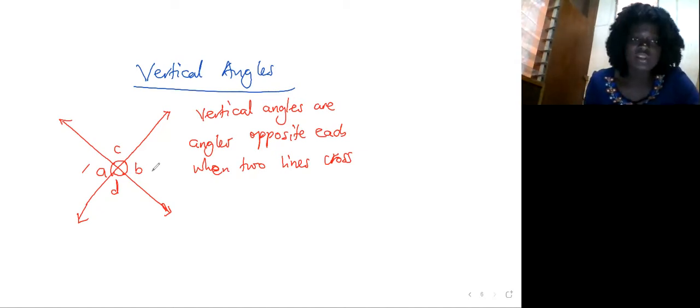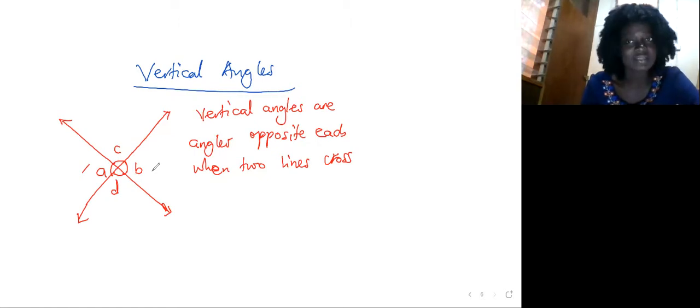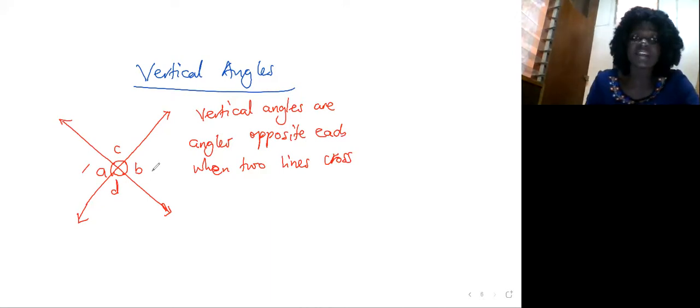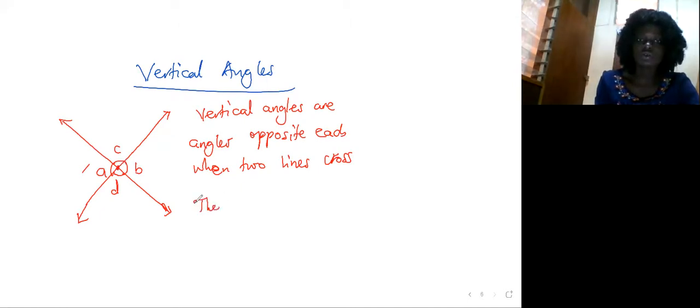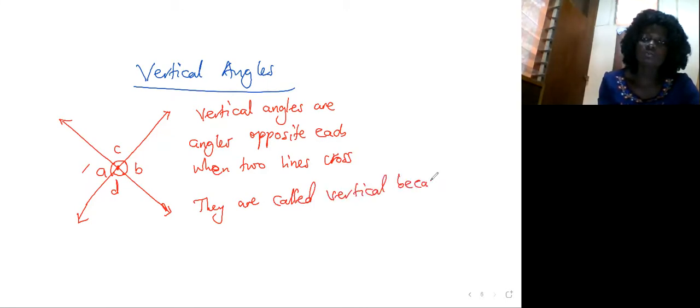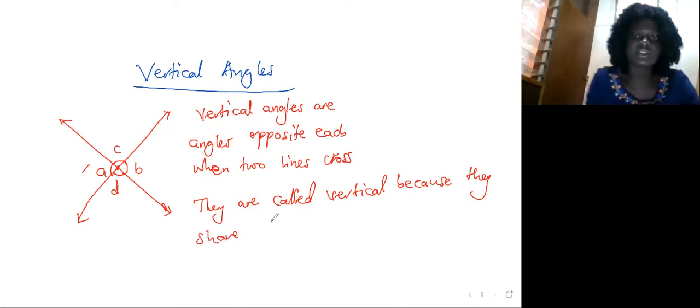So let's write them. They are called vertical because, yes, what can you say about it? Good. They are called vertical because they share the same vertex. This one, they share the same vertex. So they are called vertical because they share the same vertex.